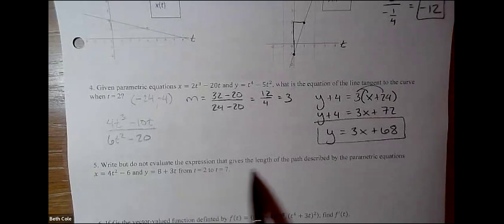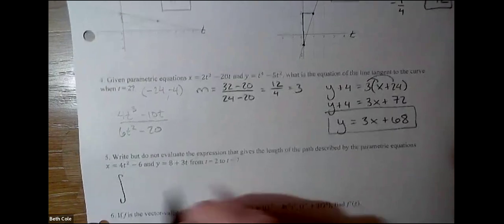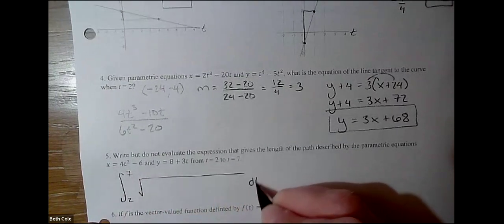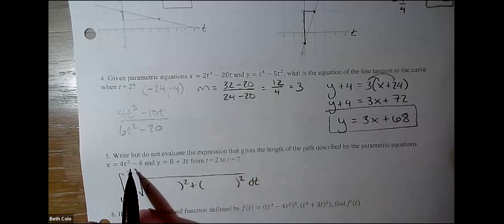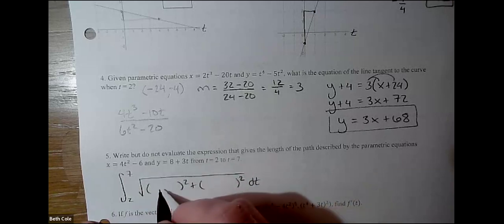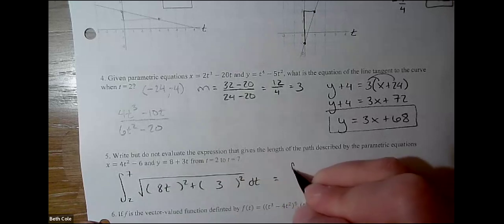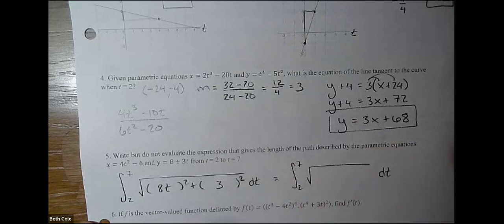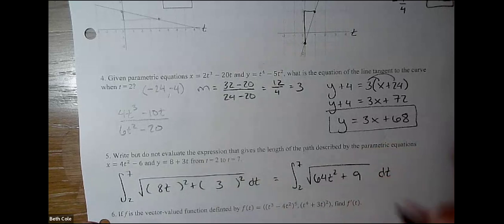All right, write but do not evaluate expression for the length of the path. So we're just going to have to set up our integral. So from 2 to 7, great big square root, dt at the end, leave it blank. I hope I left enough room for myself. And then what goes in there are the derivatives. So this would just be 8t. And this would just be 3. Now they are going to clean that up a little bit. So we're going to have to simplify down. So this would be 64t squared and then plus 9.